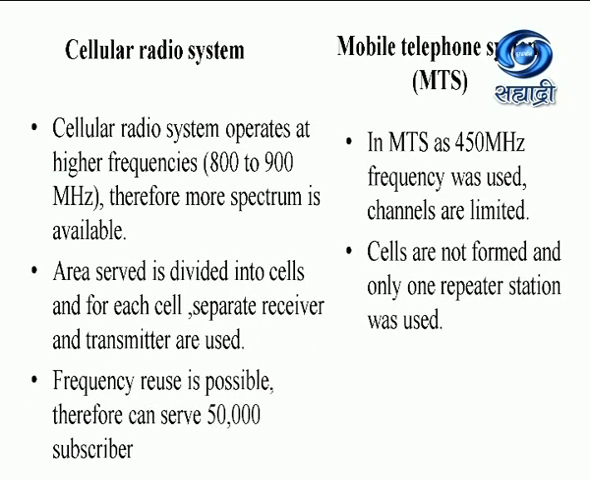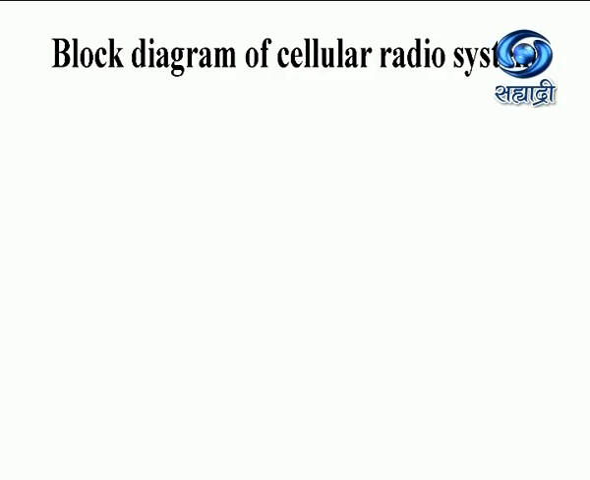So why is the cellular radio system better than MTS, that is, mobile telephone system? The cellular radio system operates at higher frequency, therefore more spectrum is available, but in MTS 450 MHz frequency was used, so that's why channels are limited. Area served is divided into cells, and for each cell a separate receiver and transmitter are used. But in MTS, cells are not formed and only one repeater station was used. Here frequency reuse is possible, therefore it can serve 50,000 subscribers. In MTS, frequency reuse is not possible. That's why cellular is better than MTS.